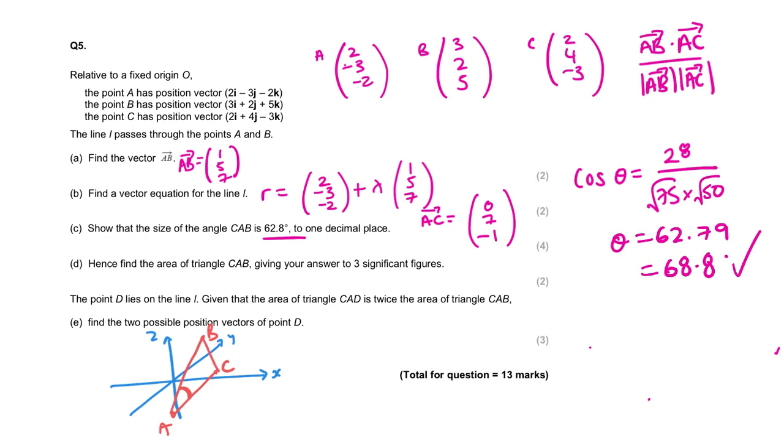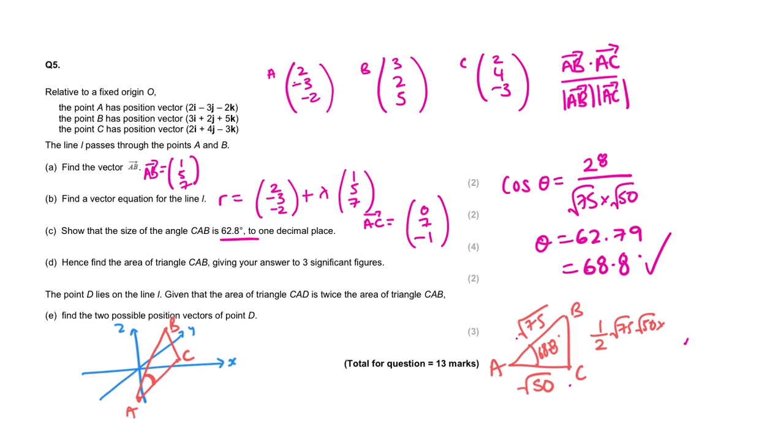Okay, so this triangle now, if you think about it, this is A, this is 60, this is B, this is C. We know that AB is root 75. We know that this is root 50. So it's not 60 degrees, it's 68.8 degrees. So half AB, root 75, root 50, times C is 68.8 degrees.